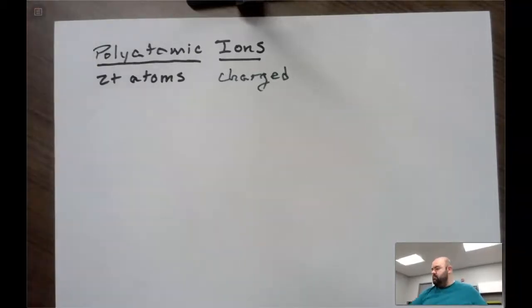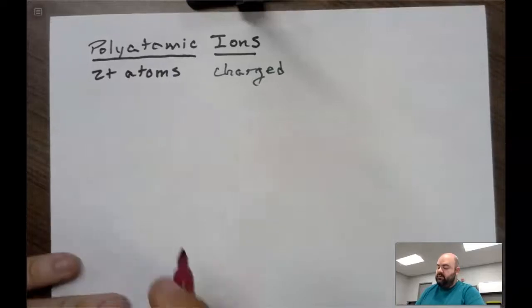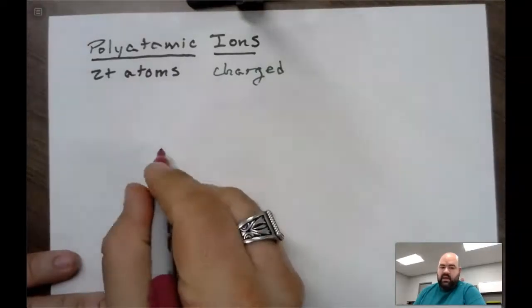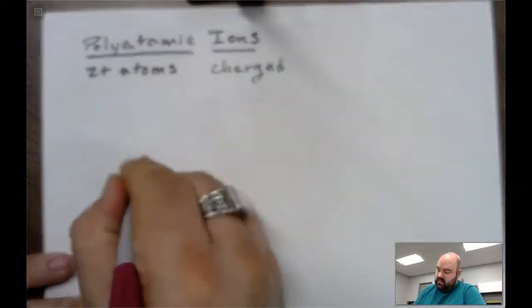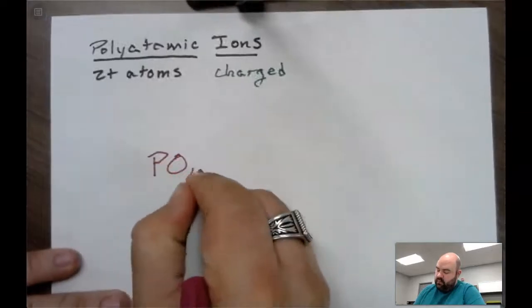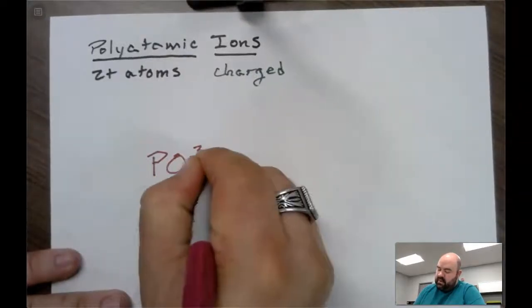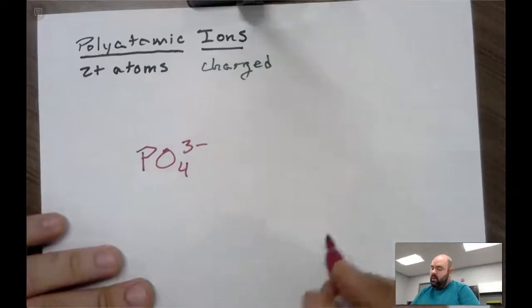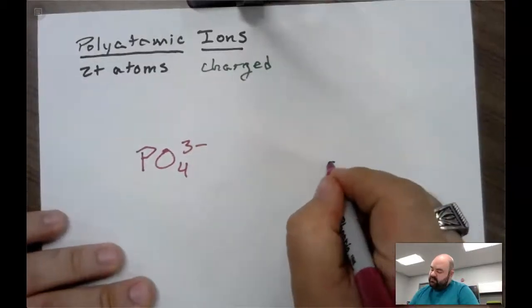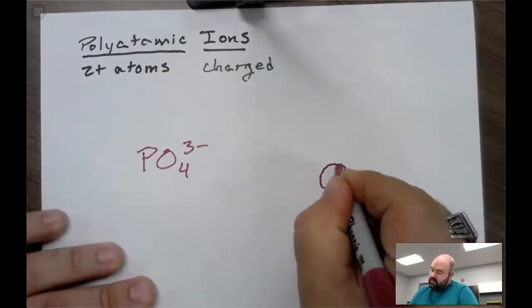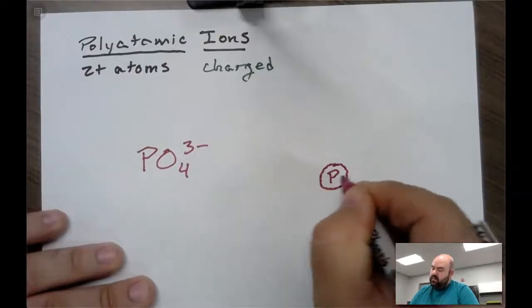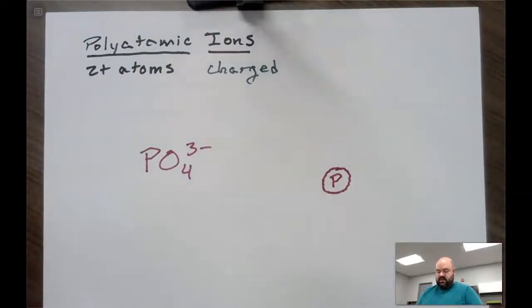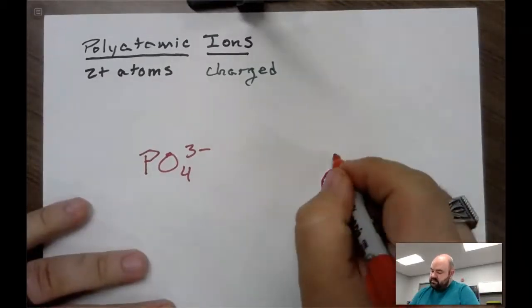another possible polyatomic ion that we need to learn is called phosphate. And it is PO4 3-. What that means is I have one phosphorus that is surrounded by 4 oxygens.